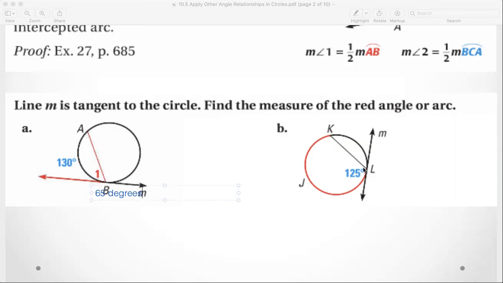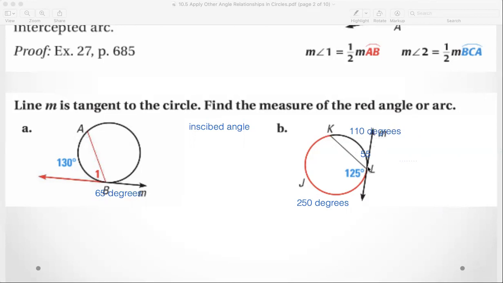For B, they're giving me the inscribed angle. I'm actually going to type that word because that's what it is. It's an inscribed angle, and that's from the previous sections. So 125 is the inscribed angle, which means this red arc here would be 250 degrees. We could even get crazier and find arc KL. There's two ways to do it. A line is always 180, so 180 minus 125 makes this 55 degrees. If this angle in here is 55 degrees, 55 doubled is 110 degrees.